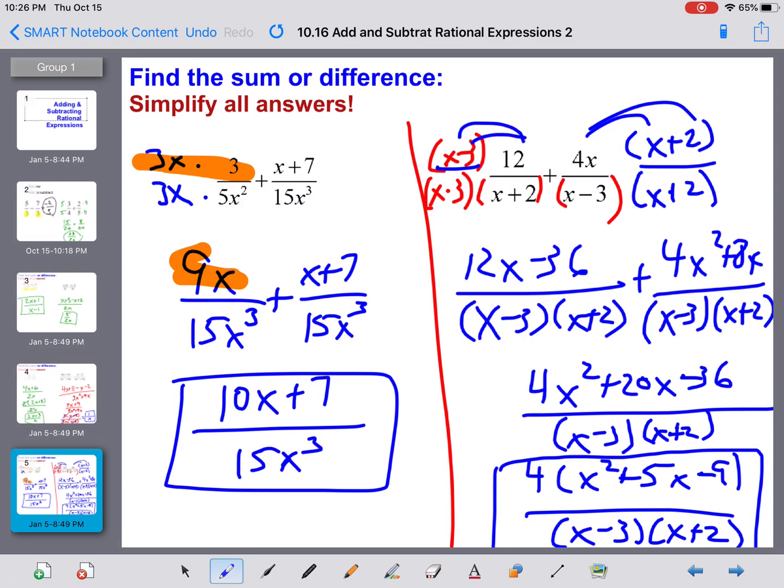So you need to make sure that when we don't have common denominators, you are multiplying by those. And if you have a binomial term, the easiest way is to multiply by the other denominator. So I hope this helps you with adding and subtracting rational expressions.